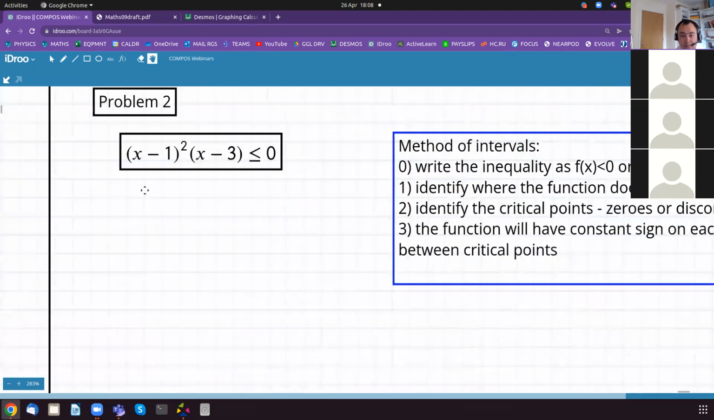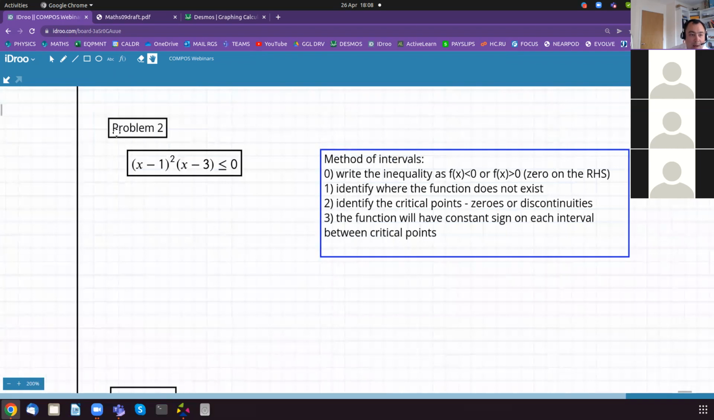Now, identify where the function exists. Well, this function exists for any x. So there are no points where this function does not exist. So that's not a problem. Identify the critical points. The critical points is when something interesting happens, usually when the function is 0. So the critical points are x equals 1 and x equals 3.